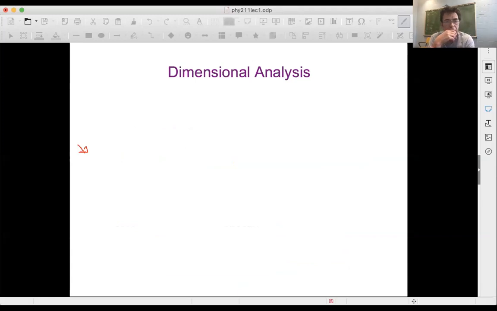Okay, so now I want to start talking about a very important and useful technique called dimensional analysis. On this slide I'm going to introduce the ideas or concepts of dimensional analysis, and then we're going to look at illustrations or examples of it.